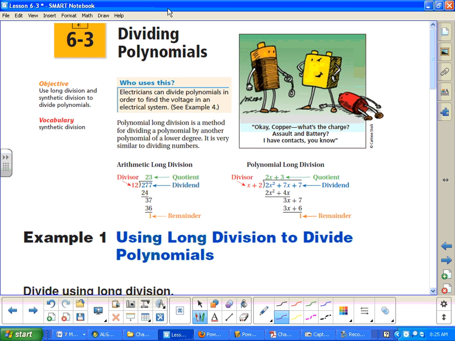But there are situations where you cannot do synthetic division. You have to use long division. And so you're just stuck with it.